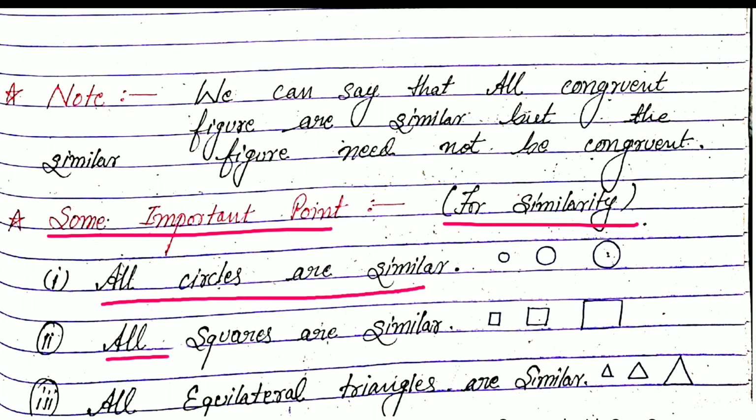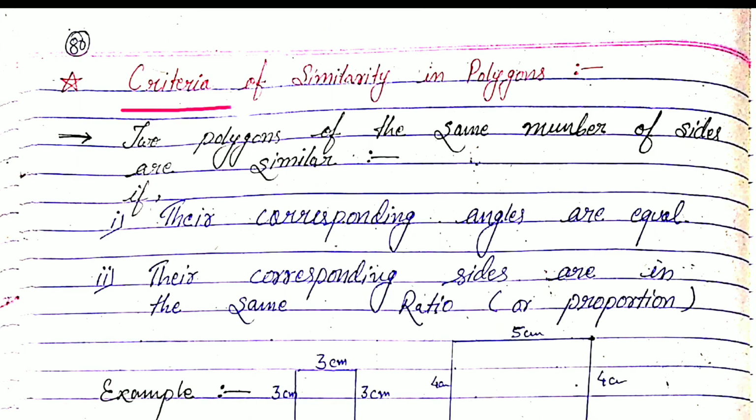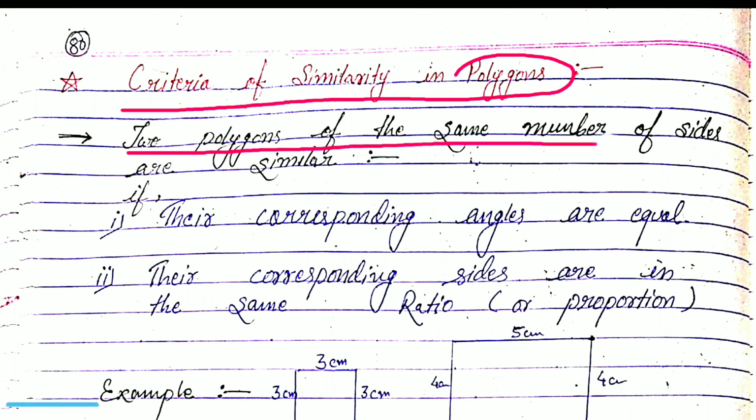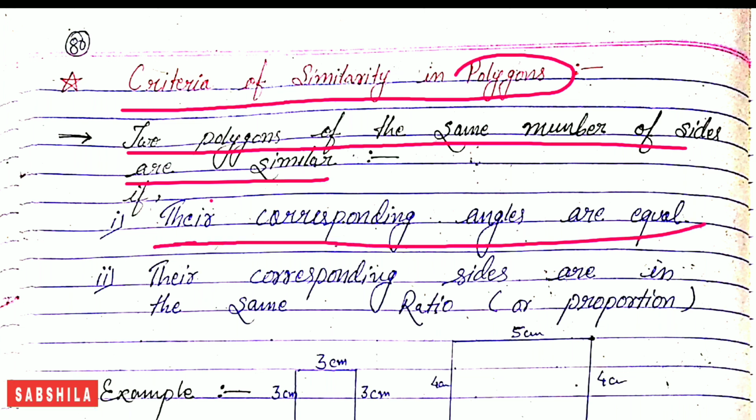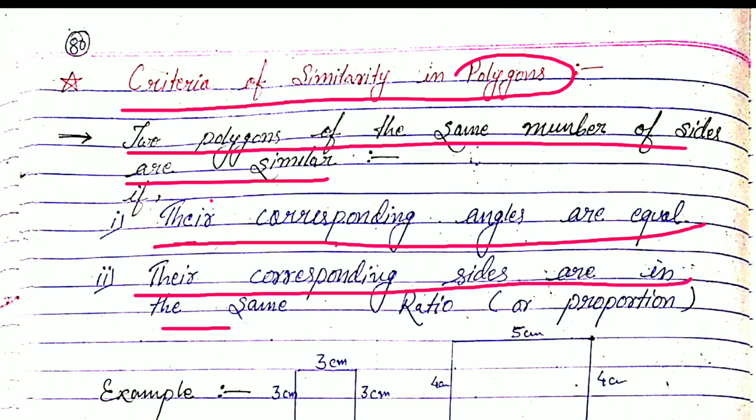Okay. An important point I have written for similarity: all circles are similar. All squares are similar and all equilateral triangles are similar. See some criteria for similarity in polygons. Two polygons of the same number of sides are similar if their corresponding angles are equal and if their corresponding sides are in the same ratio or proportion.